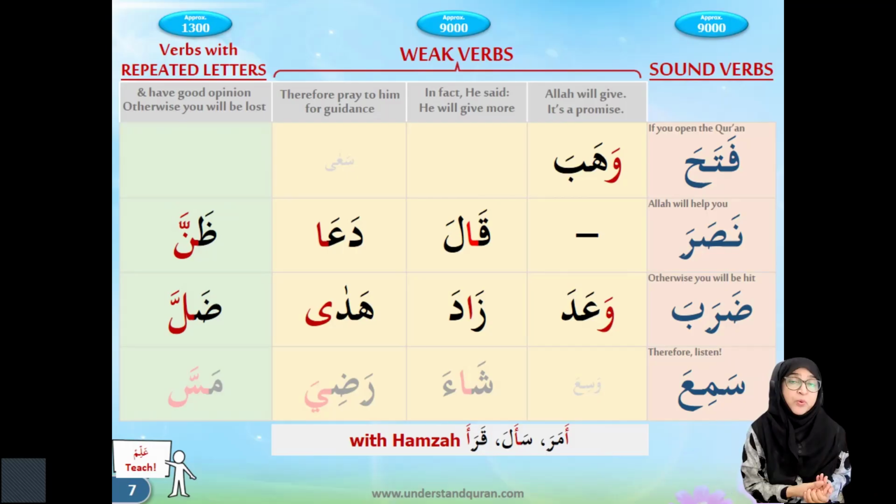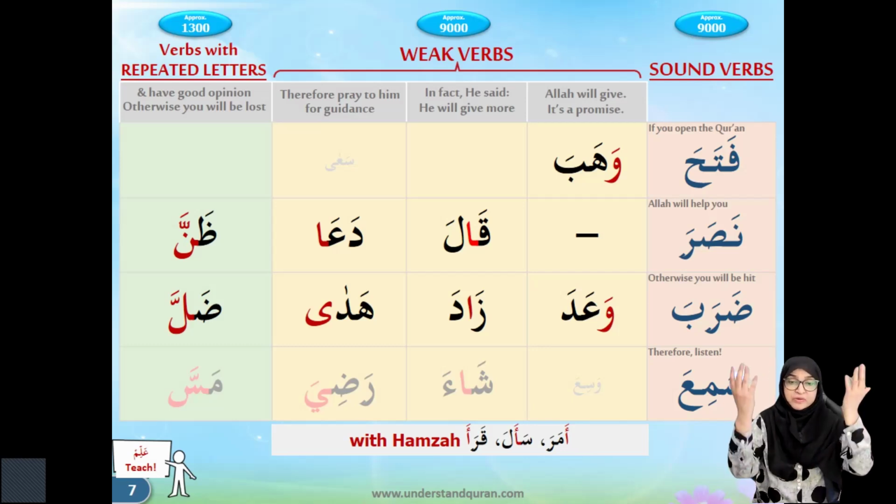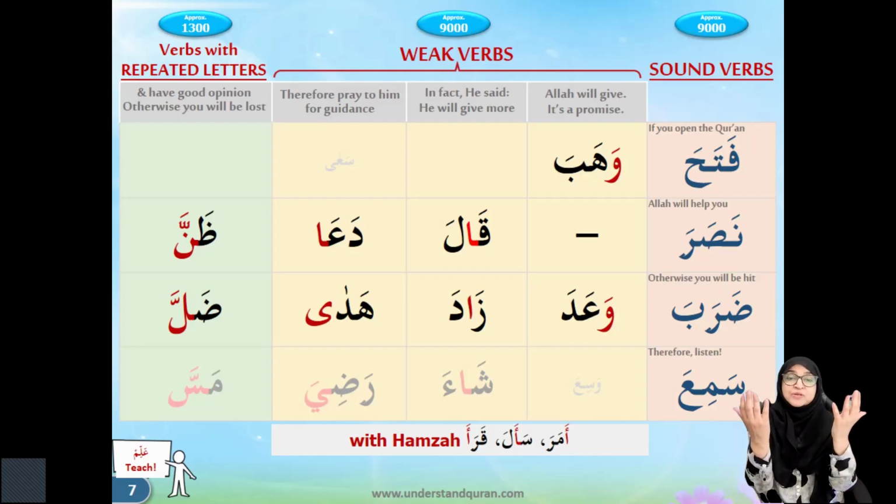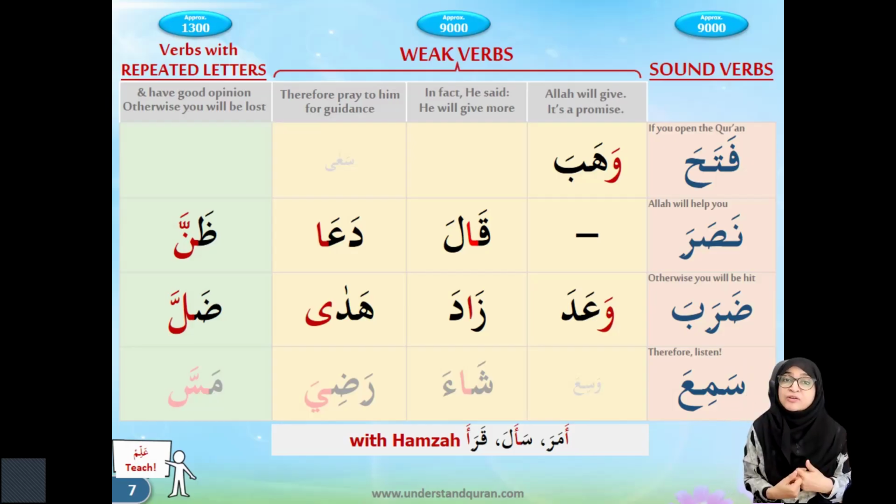Now we did the weak verbs. Weak verbs, what? Allah will give, Wahaba. It's a promise, Wa'ada. In fact, he said, Qala. He will give more, Zada. Therefore, pray to him, Da'a. For what? For guidance, Hada. And the repeated letters were, have good opinion, Zanna. Otherwise, you will be lost, Dalla.